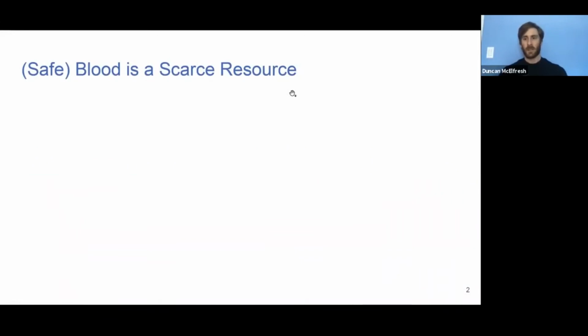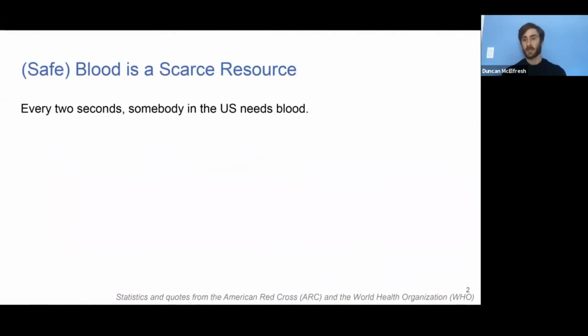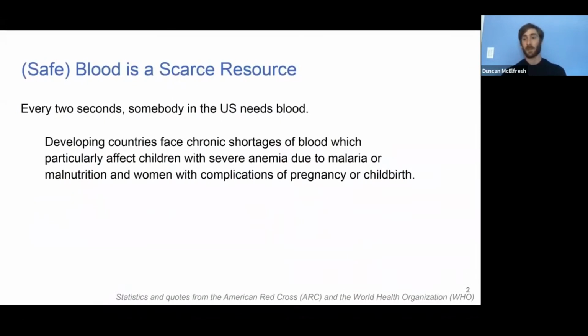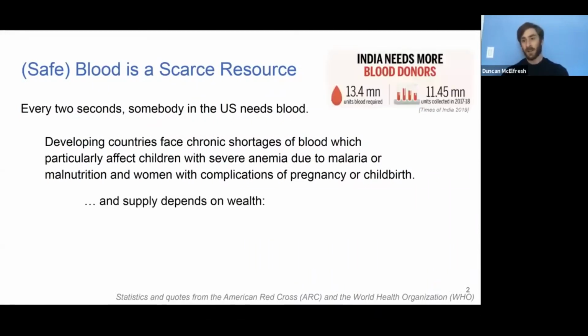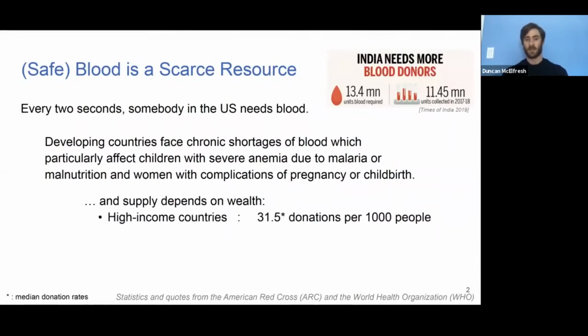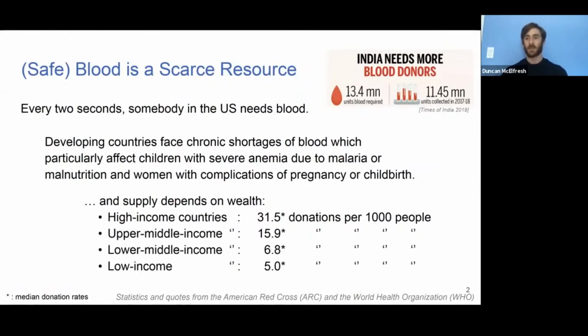So I want to start out by motivating the problem. Safe blood is a scarce resource. For example, every 2 seconds, somebody in the US needs blood. Developing countries especially have a high need, and this particularly affects children and women facing complications during childbirth. Not only is the need greatest in these countries, but supply also decreases with decreasing wealth. For example, high-income countries have about 31 donations per 1,000 people on average. And as you move down the income spectrum, these donation rates drop off substantially.